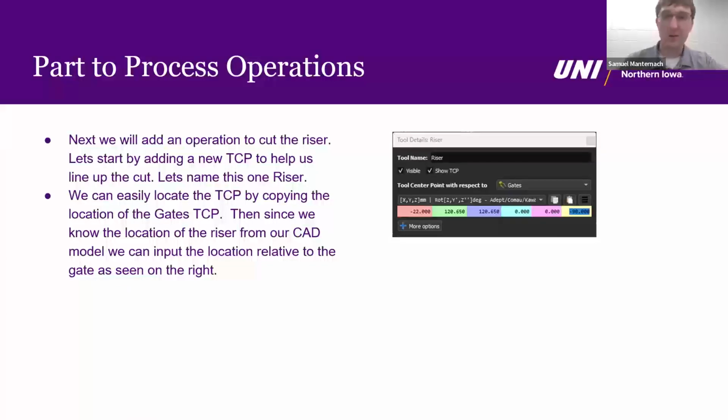In this case, all we're going to do is change the location of our gates TCP to the numbers you'll see in that dialog box on the right, where it's going to be 22 millimeters in X, keeping that 120 in Y, and then 120.65 in the Z. And then we make sure our orientation is set right, similar to how we had it before, so that when we locate our part in the cell, the Z location is in line with our robot.